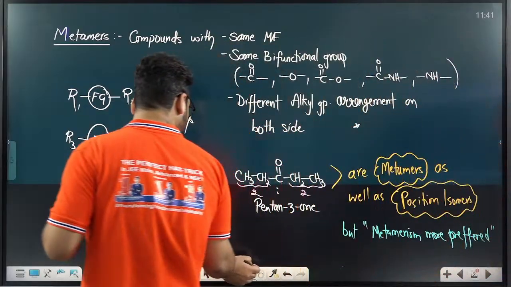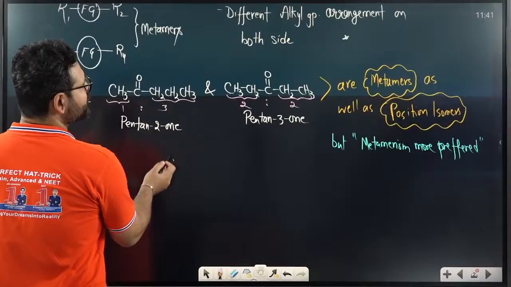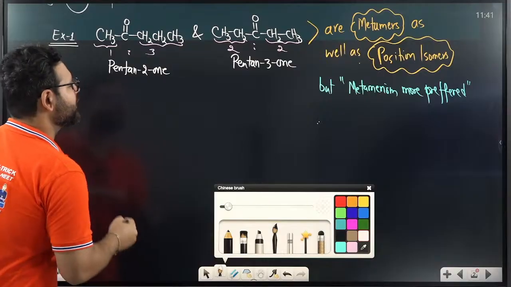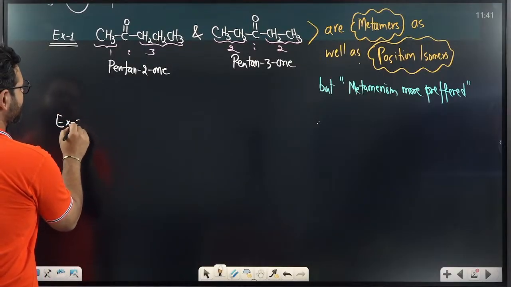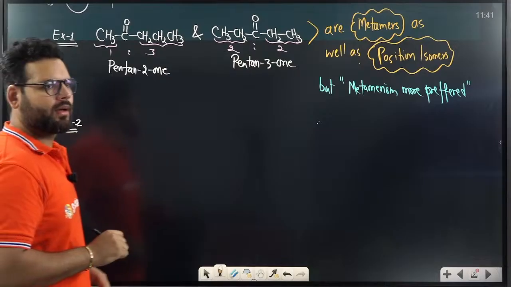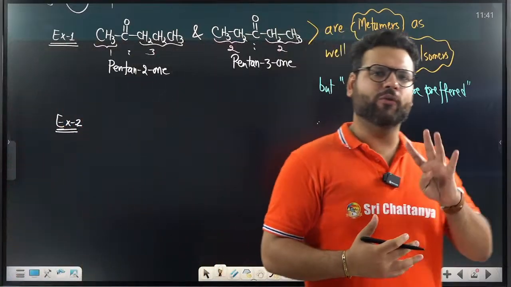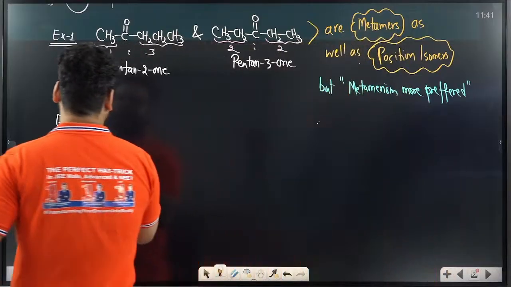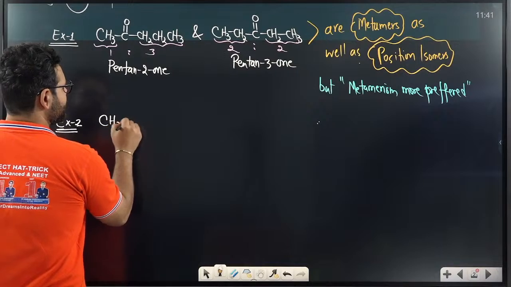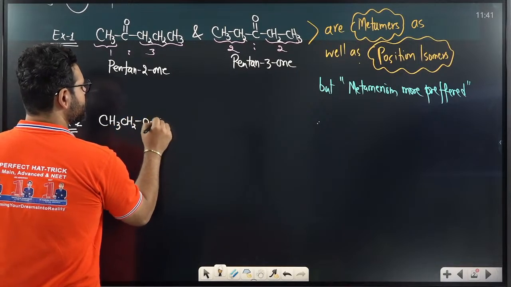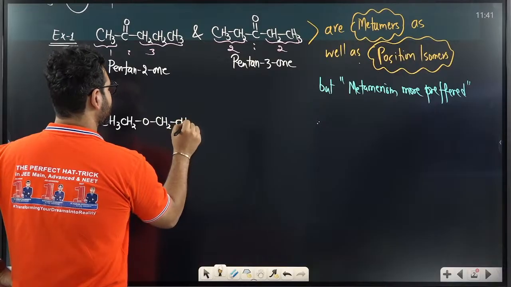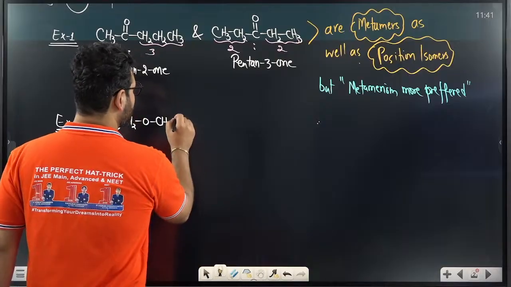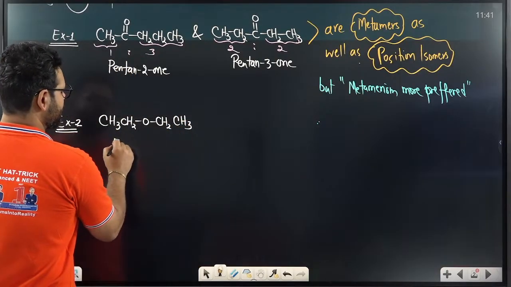Let me see one more example. Sometimes they can overlap with chain isomerism as well. For example, let me take one more example. Example number 2. Let me take an ether of 4 carbons. Okay. I can take ethoxyethane, CH3CH2OCH2CH3. I can take this ether where I have kept 2 carbons that side, 2 carbons this side. Its name is ethoxyethane.